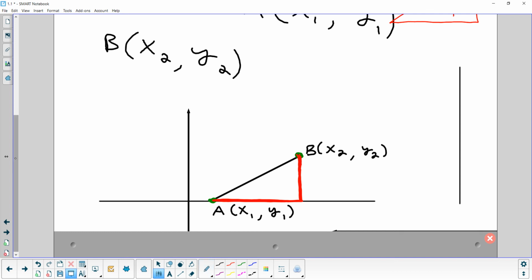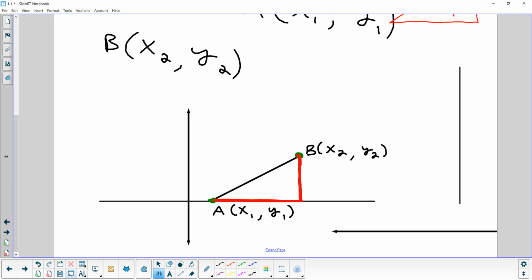So let's look at this one. And I'll make this green just to make it a different color. How would you find the distance from here to here? Or how would you find the distance between any two things? What math operation would you use to find out how far apart two things are?